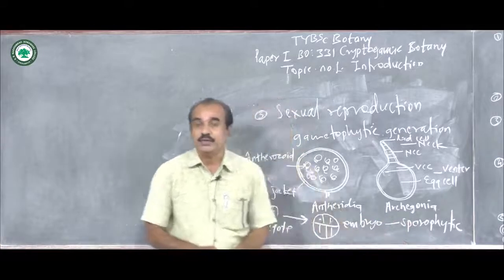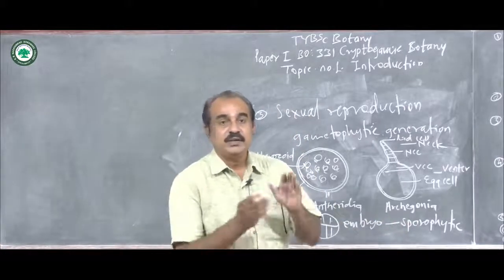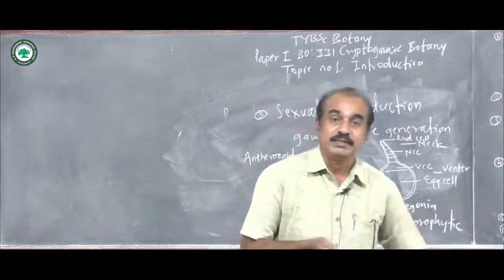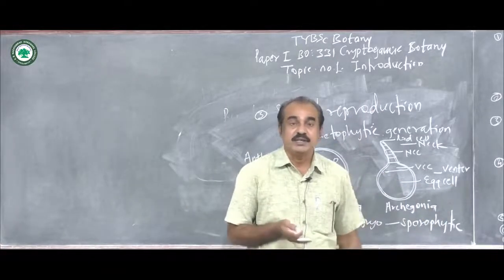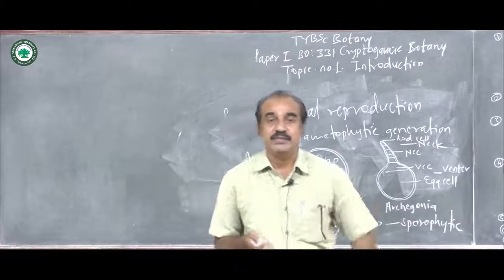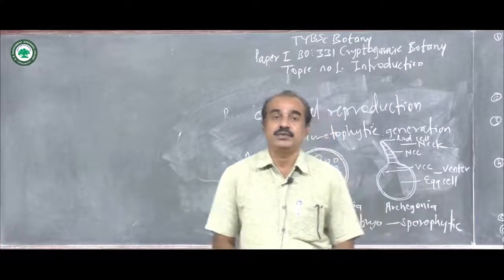That means there are two different types of plants. That means there are two different types of generations. One is the gametophytic generation and another is the sporophytic generation, and they continuously alternate with each other, which is called the alternation of generations.